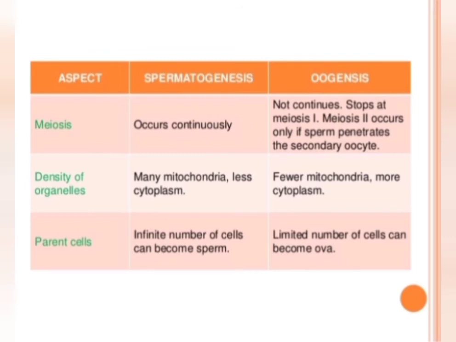Now the next aspect, density of organelles. In spermatogenesis, a sperm has many mitochondria and less cytoplasm. In oogenesis, the egg cell has few mitochondria and more cytoplasm. Now the last aspect is the parent cells. In spermatogenesis, an infinite number of cells can become sperm, but in oogenesis, only a limited number of cells can become ova.